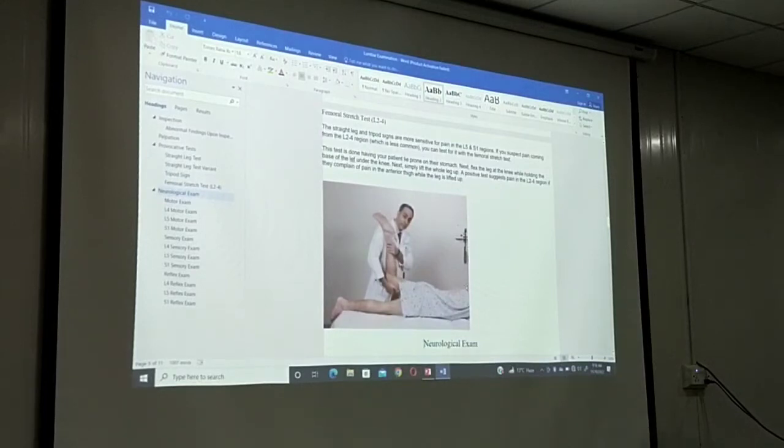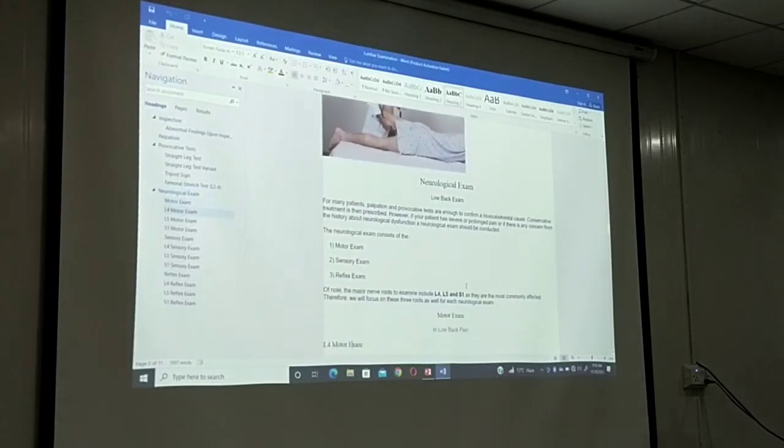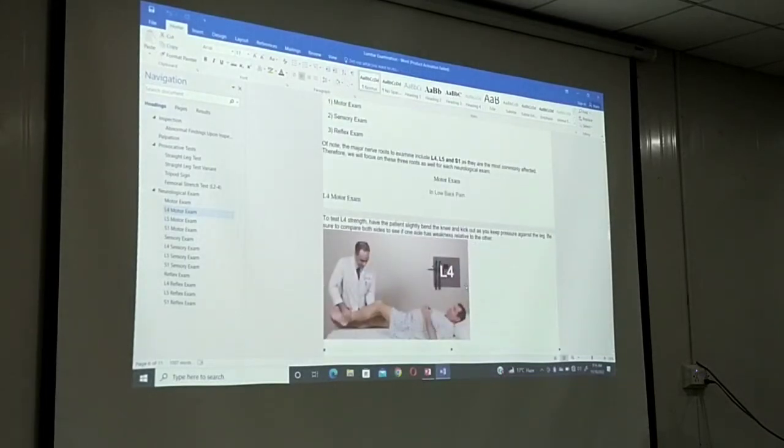The femoral stretch is very important if low back pain is occurring from the upper lumbar region. The neurological exam includes motor examination, sensory examination, and reflex examination. In motor examination, to test L4 strength, have the patient... I have already mentioned L4, L5, and S1 because these are the most prevalent in low back pain.